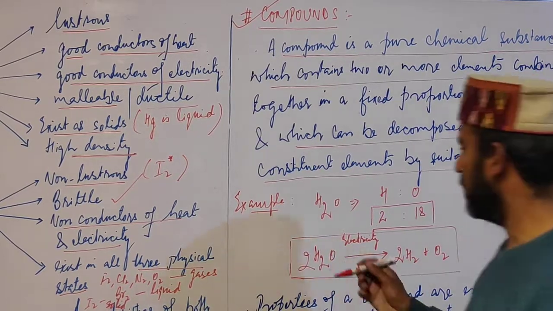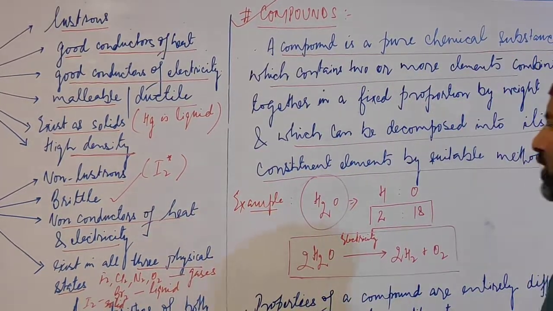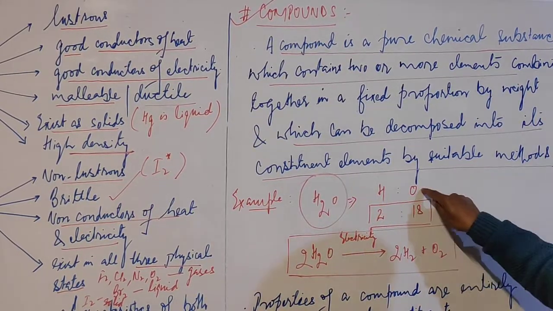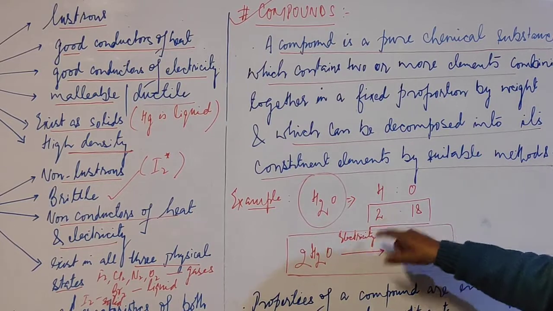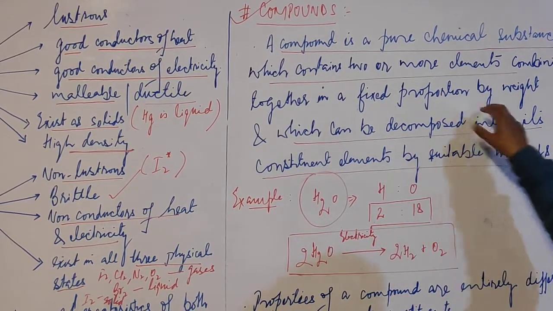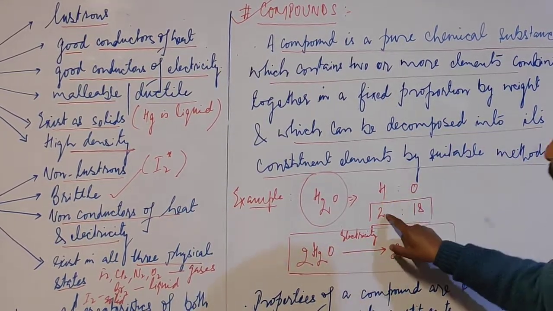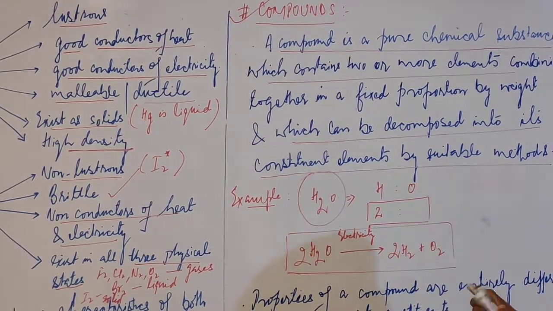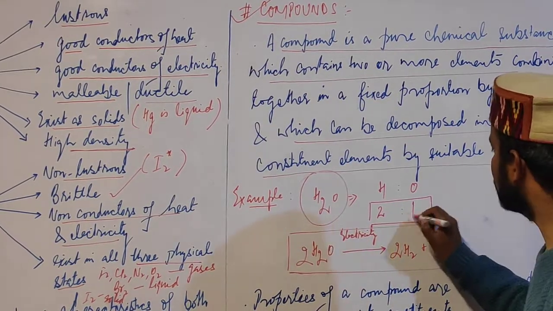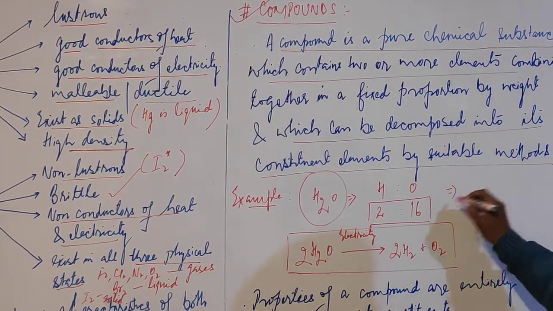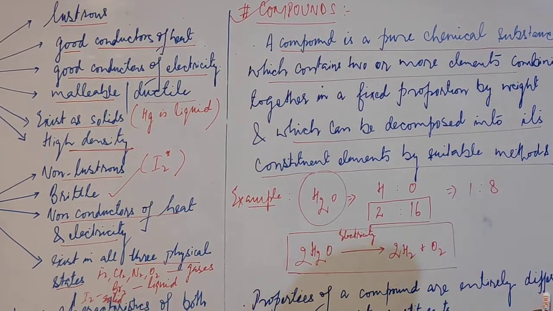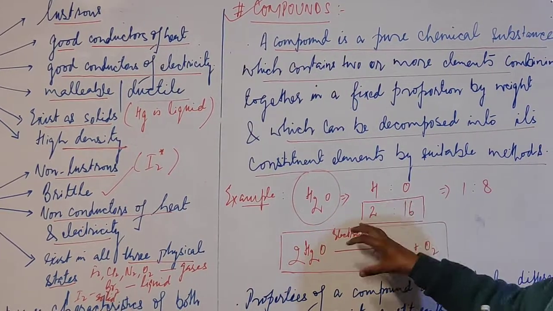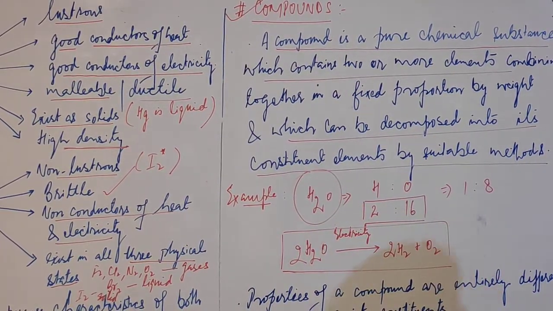So here I am taking example of water. So water is a compound and its constituent elements are hydrogen and oxygen, which combine by a fixed proportion by weight. That is 2 grams of hydrogen combines with 16 grams of oxygen. Or we say simplest ratio is 1:8, but this ratio is fixed. So a compound has 2 or more elements combining together in a fixed proportion by weight.